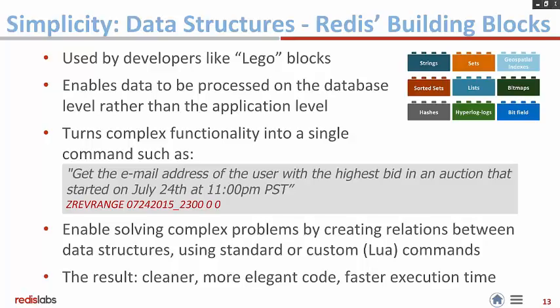Complex functionality such as get the email of the user with the highest bid in an auction becomes just a single command within Redis. And even more complex commands can be enabled by using Lua scripting, or in the new world of Redis, even modules. The key here is with these data structures come a set of commands which process the data right in memory where the data is stored, adding another performance boost to execution. So you get cleaner, more elegant code and faster execution times with Redis.